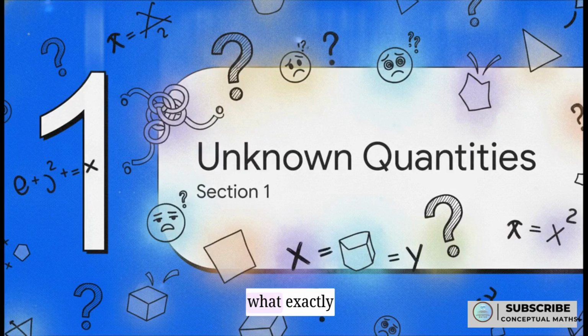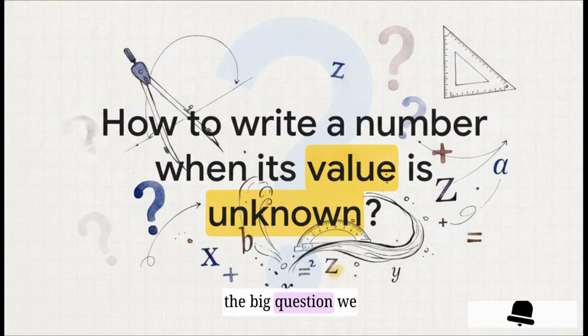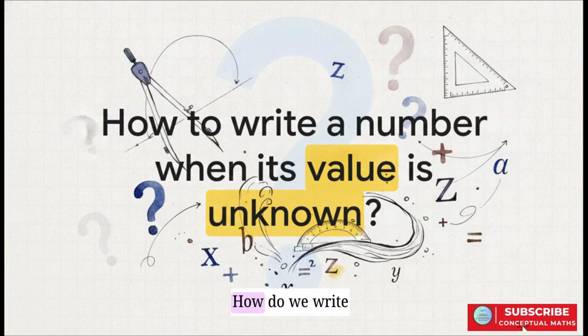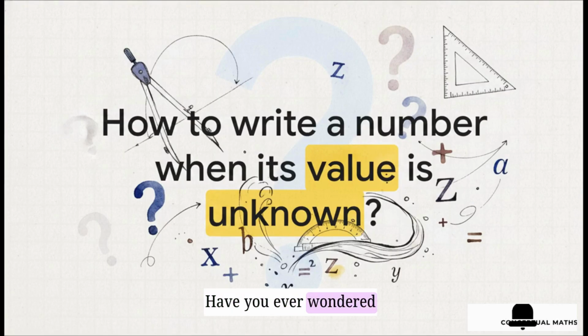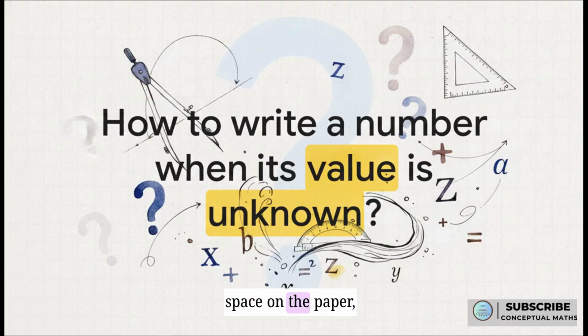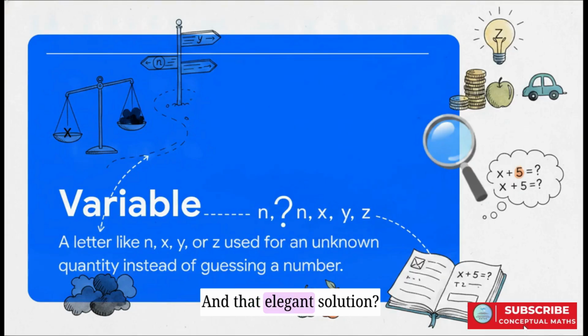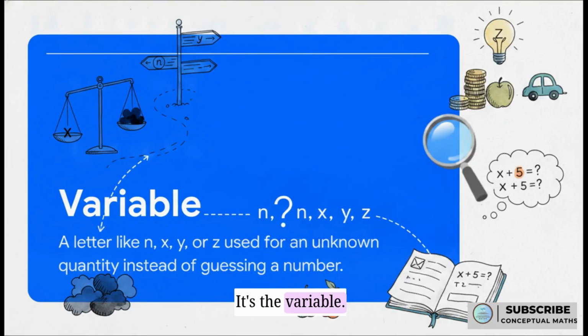All right, section 1. What exactly are unknown quantities? So here's the big question we really need to answer. How do we write a number down when we actually don't know its value? Have you ever wondered what mathematicians do when they hit an unknown quantity? Instead of just leaving a huge, confusing blank space on the paper, they've developed a highly specific and, honestly, incredibly elegant system for this. And that elegant solution? It's the variable.